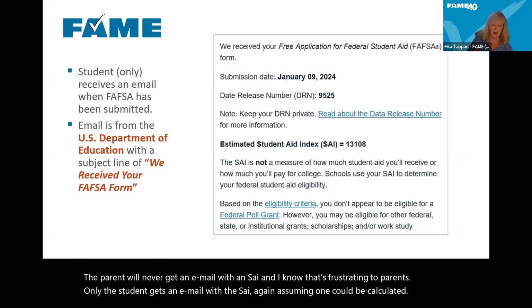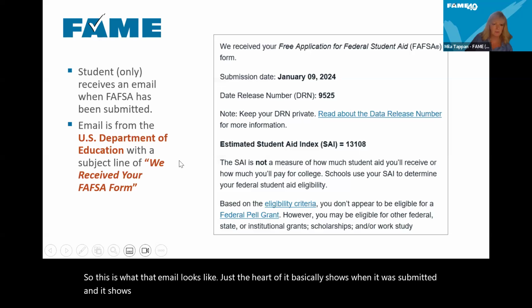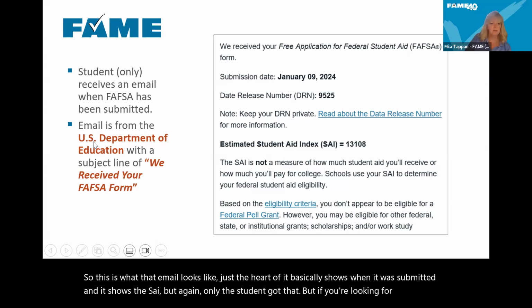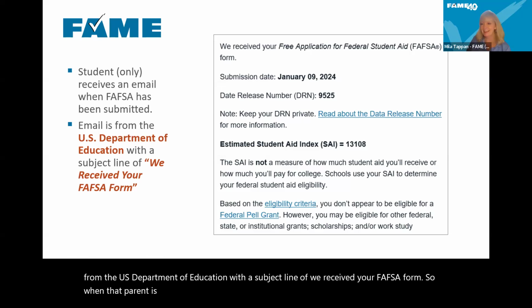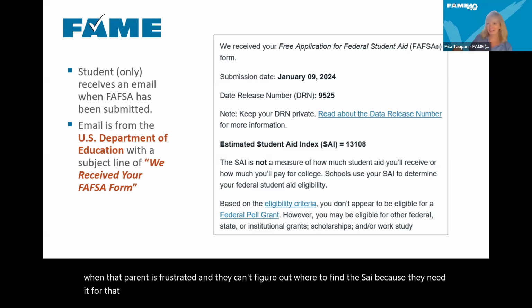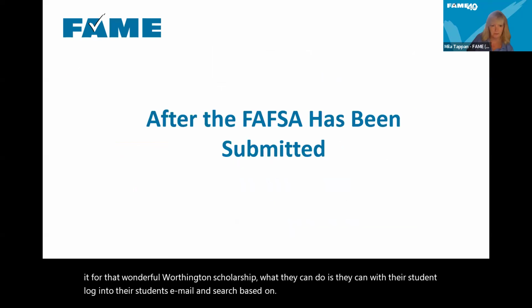So this is what that email looks like, just the heart of it. It basically shows when it was submitted and it shows the SAI. But again, only the student got that. But if you're looking for it, the email is from the U.S. Department of Education with a subject line of "We received your FAFSA form." So when that parent is frustrated and they can't figure out where to find the SAI, because they need it for that wonderful Worthington scholarship, what they can do is, with their student, log into their student's email and search based on that subject line or sender.